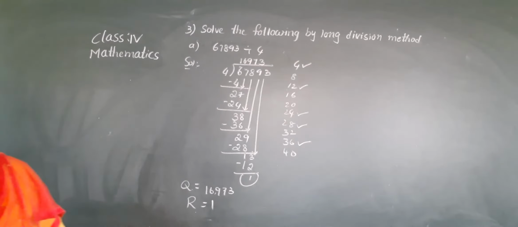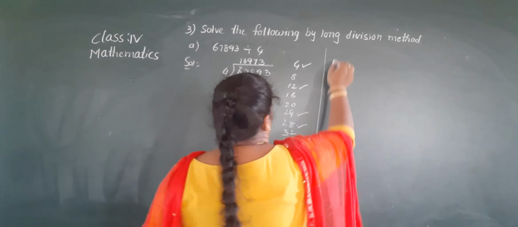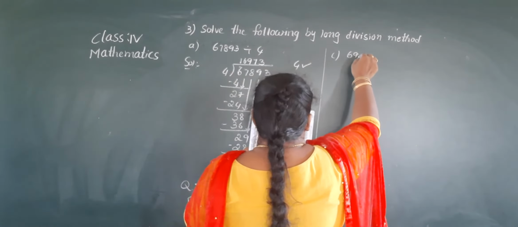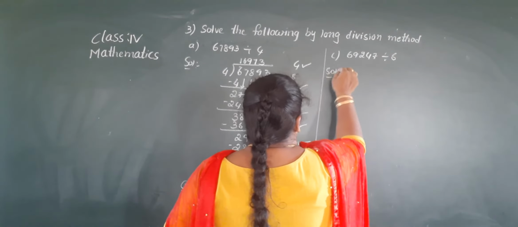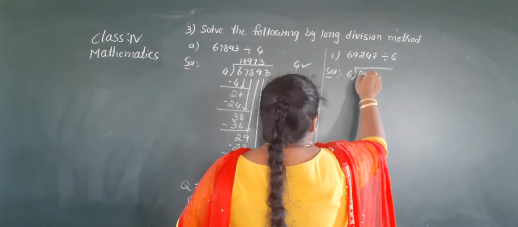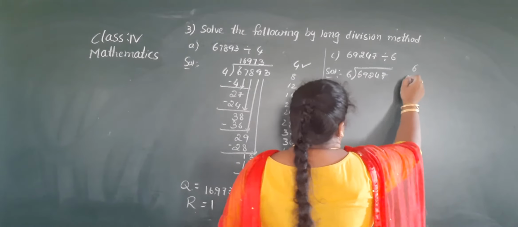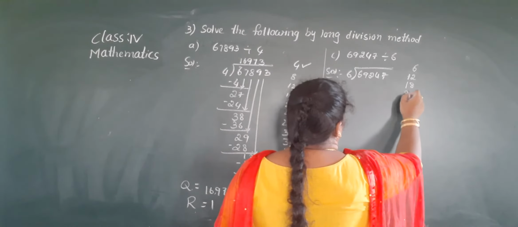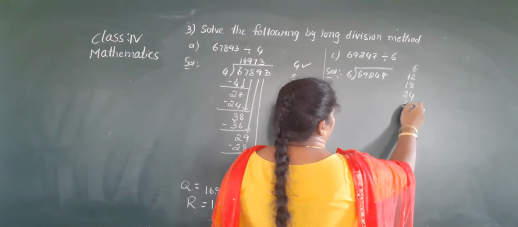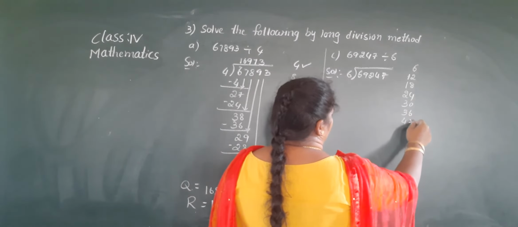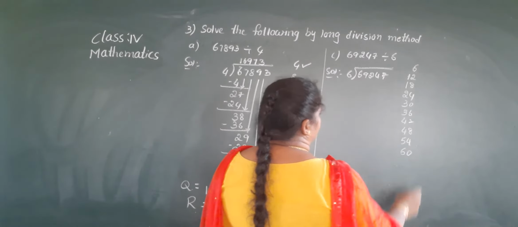Okay? C problem. 69,247 is divided by 6. Yes, note down. And write the 6 table side, children. 6 1s are 6, 6 2s are 12, 6 3s are 18, 6 4s are 24, 6 5s are 30, 6 6s are 36, 6 7s are 42, 6 8s are 48, 6 9s are 54, 6 10s are 60.